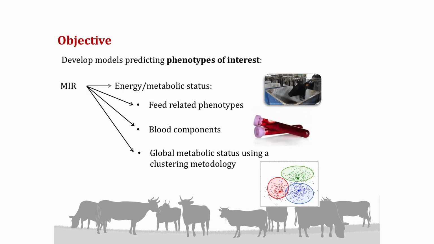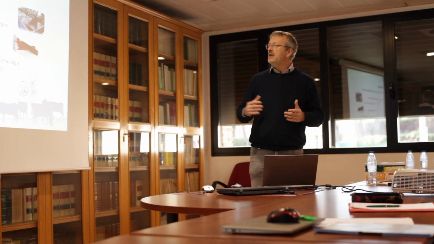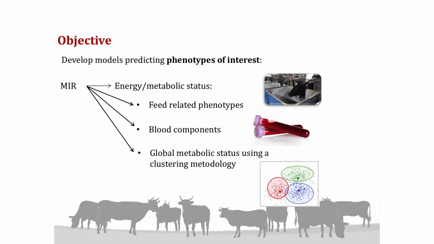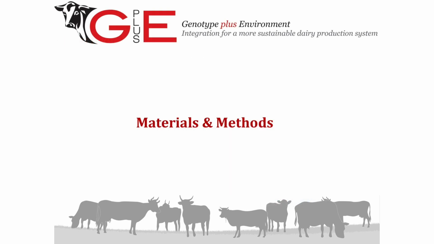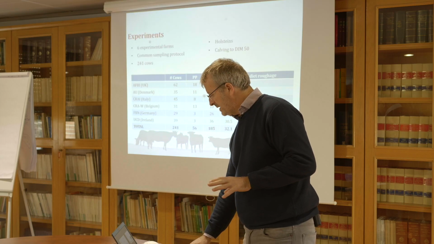We have created different models by using different reference analysis. Here is represented the 3 different parameters that we used. The first one was feed-related phenotypes. The second one was reference analysis using blood samples that we sampled during the different experiments. And the third one will give you a global metabolic status using a clustering methodology. I will explain the three in this material and methods.